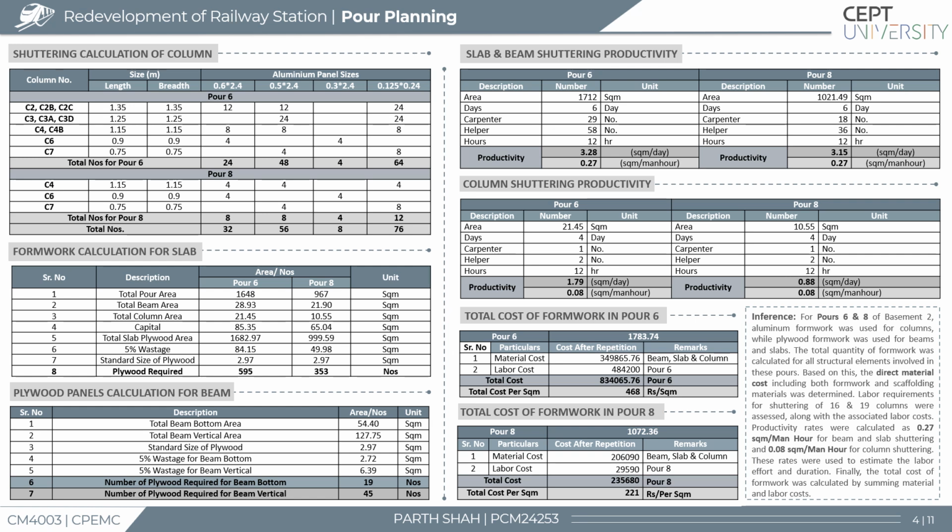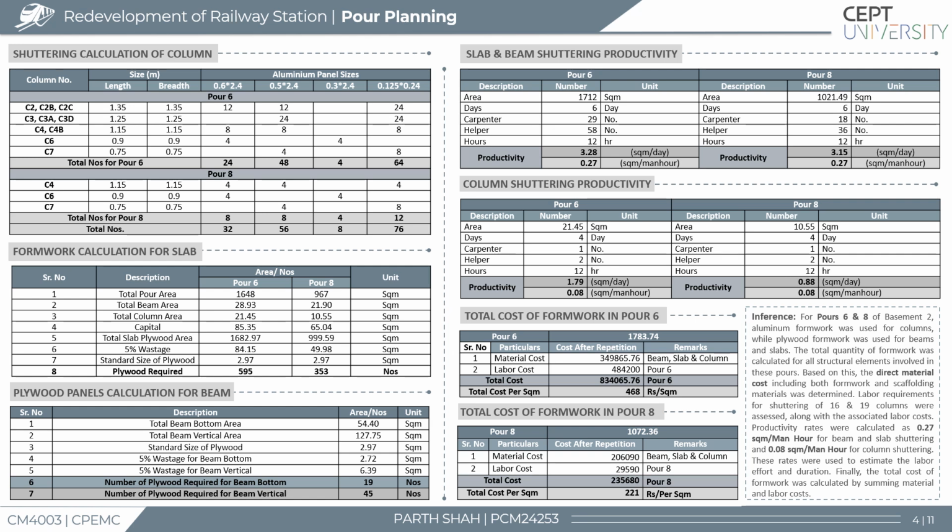For slab shuttering, a total shuttering area of 967 square meters for pour 8 and 1648 square meters for pour 6 was considered, with detailed calculations determining the exact requirement of plywood and other scaffolding elements, which is 595 and 353 plywood panels for pour 6 and pour 8 respectively.